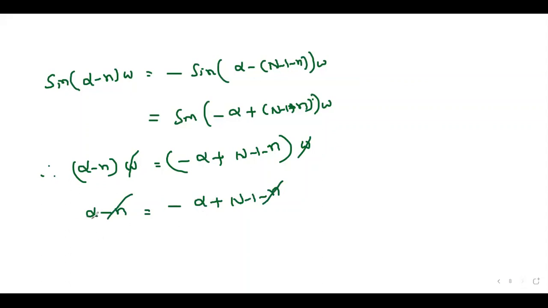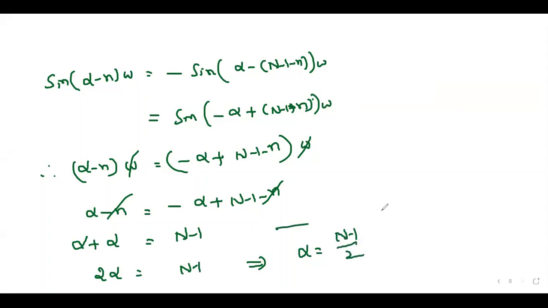Therefore, here one alpha is there, here one alpha. So I'll take this alpha also to the left side. Therefore, alpha plus alpha is equal to n minus 1. Therefore, 2 alpha is equal to n minus 1. From this, we can get alpha is equal to n minus 1 by 2. Right? This is the condition for the linear phase FIR filter. And from this, what we can understand is that this is a constant, so the filter's phase response is linear.